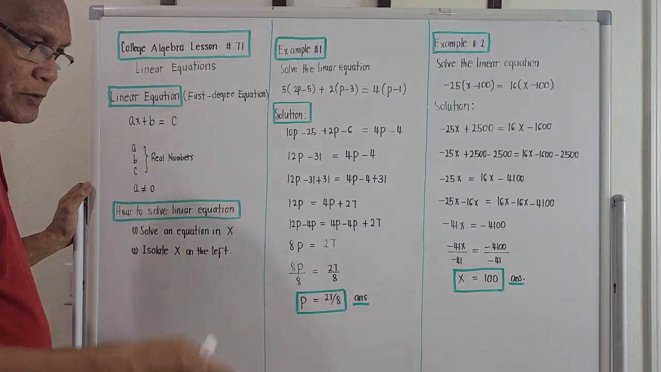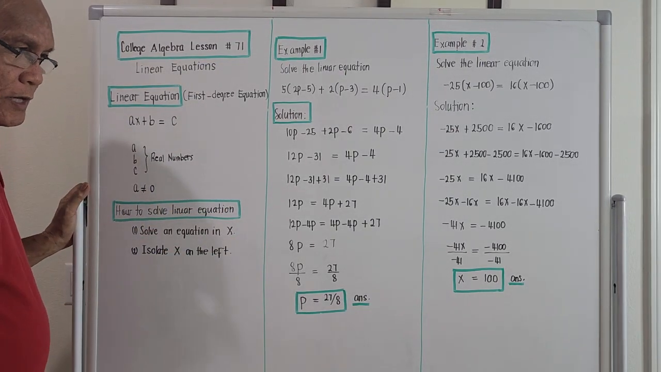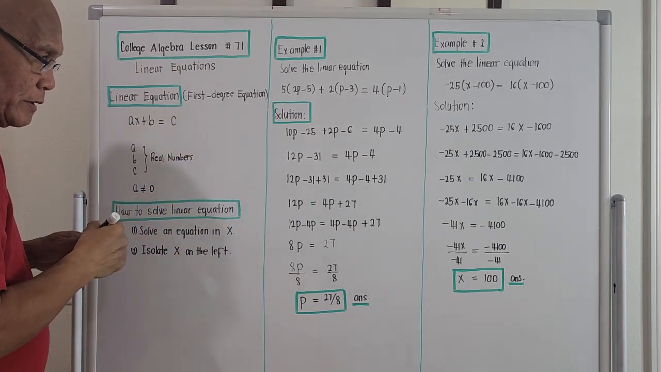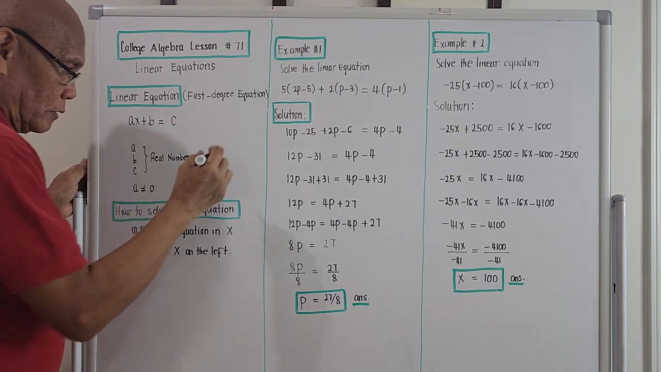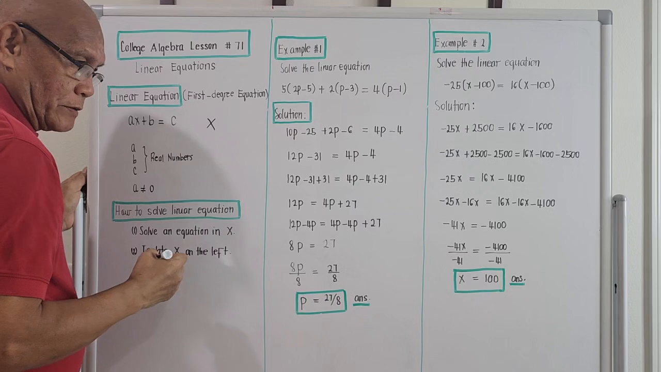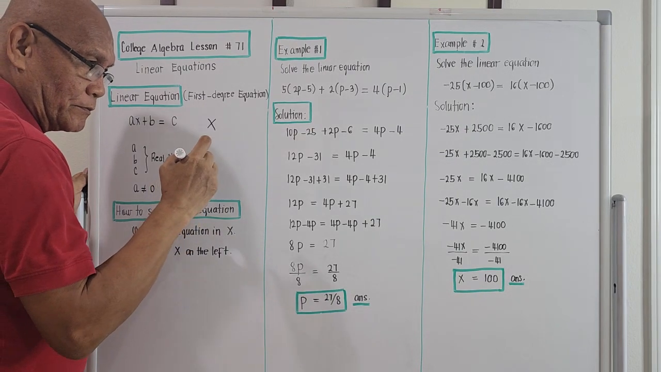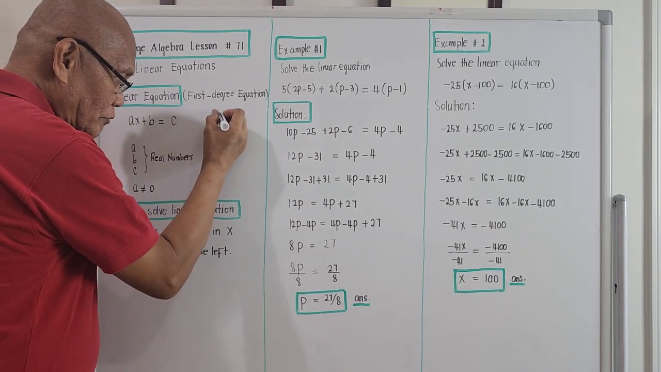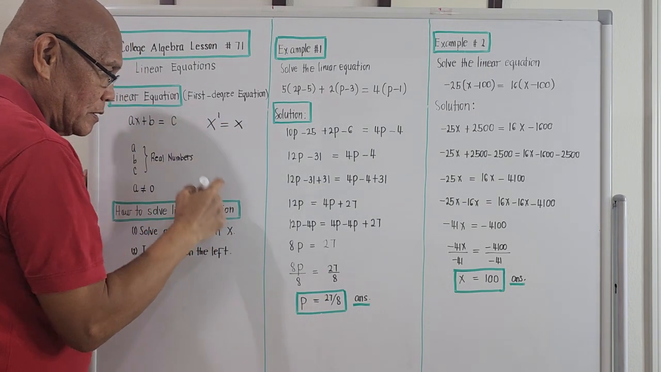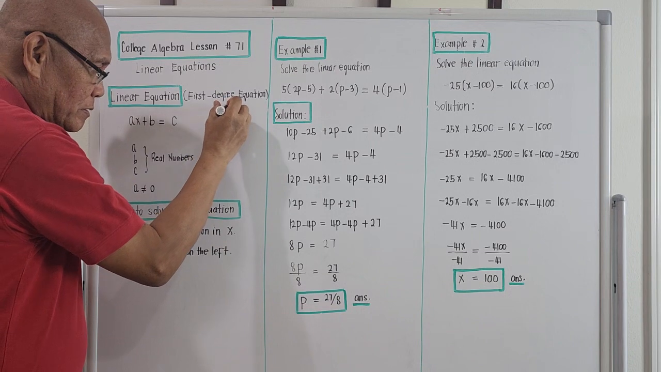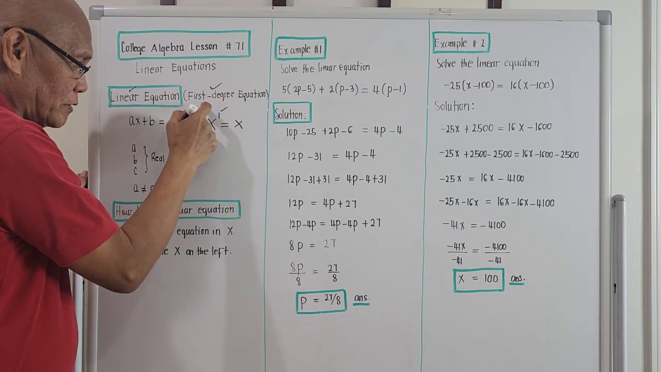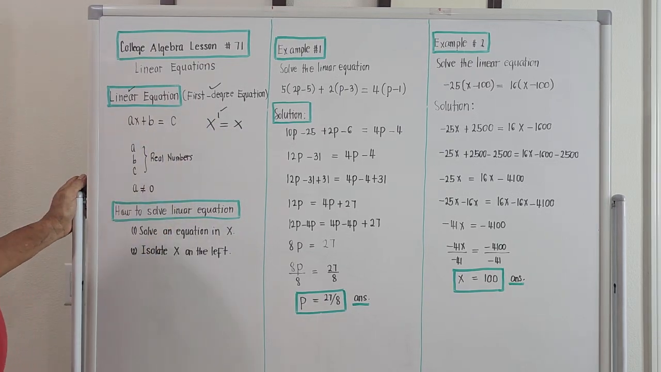A linear equation, the other term is a so-called first degree equation. First degree means that if the unknown is x, the power of x is just x to the 1, or just simply x. The 1 refers to linear, or the other term, first degree. Okay?